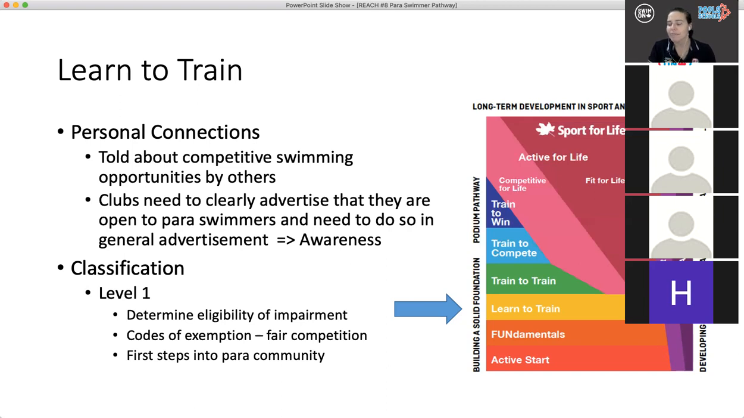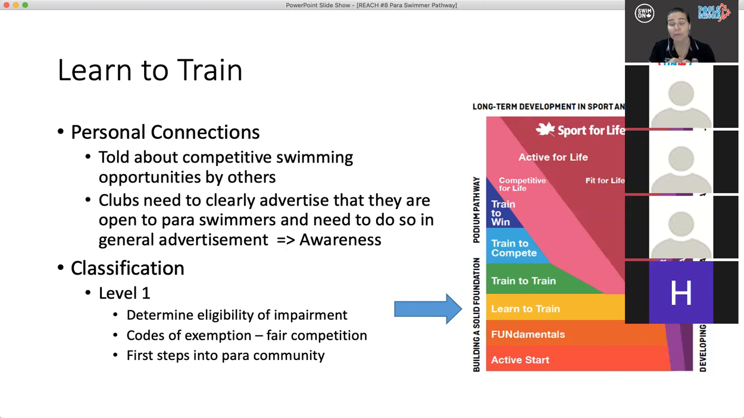So if you are an arm amputee, let's say, you get a code so that you have to have an intent to touch on breaststroke, but they're recognizing you don't have 2 hands, you're not going to touch at the same time. So it makes competition more fair, and it starts in that level 1. Level 1 is also your initial steps into the para community. And what we're trying to do there to address this is we are trying to offer some grassroots programming to those that are level 1.